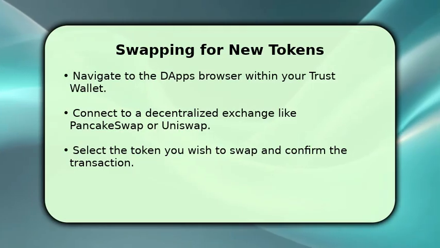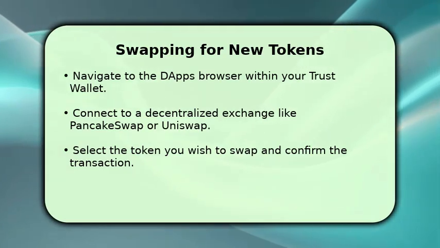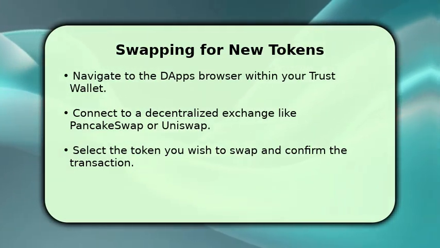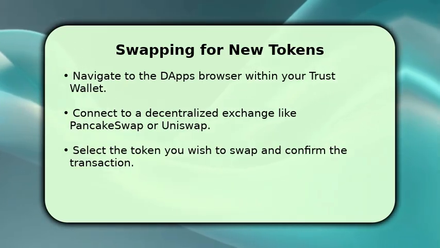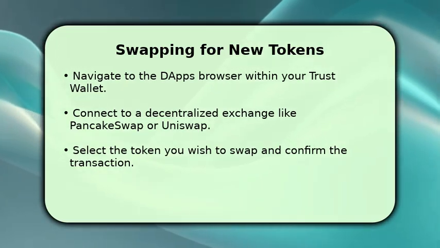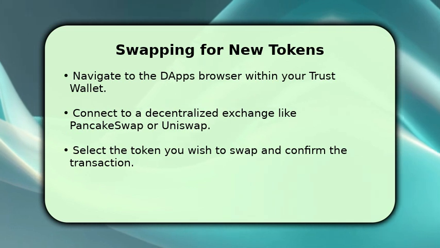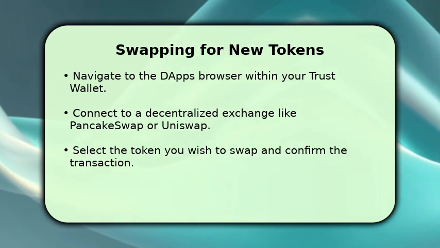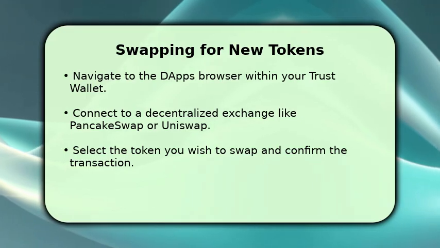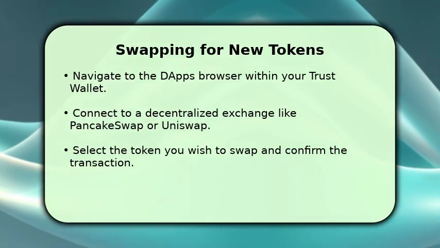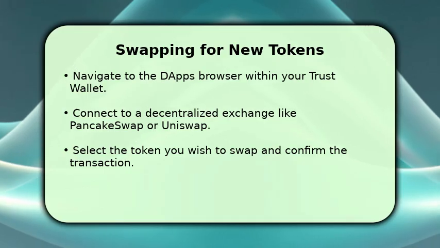With funds in your wallet, it's time to swap for your desired token. Navigate to the dApps browser within Trust Wallet and connect to a decentralized exchange, such as PancakeSwap or Uniswap. Select the cryptocurrency you hold and the new token you wish to acquire. Adjust the slippage tolerance if needed, then confirm the swap transaction.